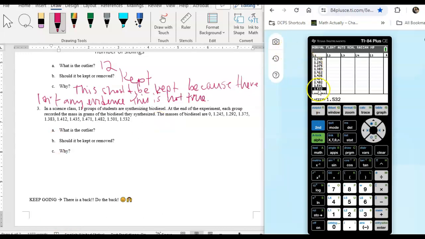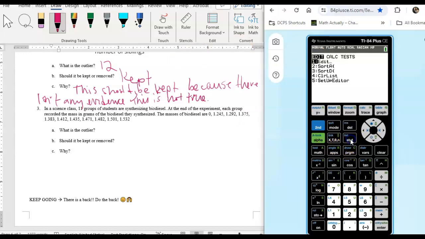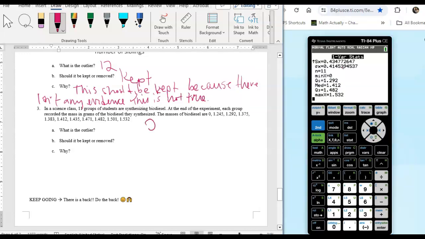All right, so to do this, I'm going to go to stat and enter my numbers in the list, which I've already done here. And I'm going to determine what my number summary is. So let's go to calc, variable statistics. For this, the thing that I most need are my quartile 1 and my quartile 3. So quartile 1 is 1.292 and quartile 3 is 1.482.